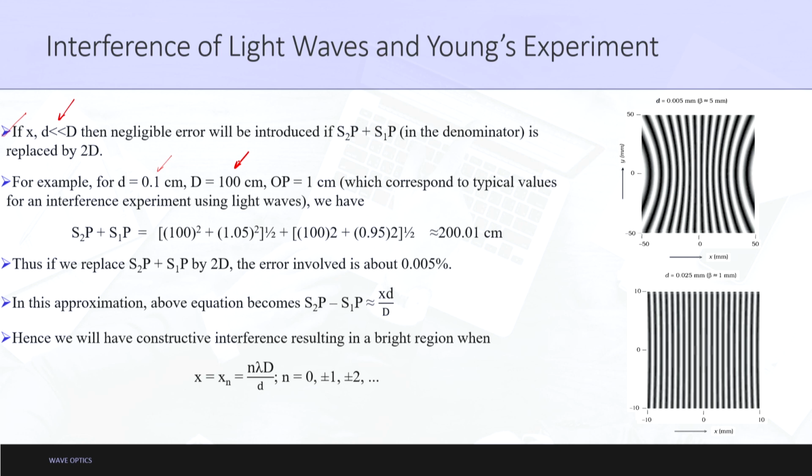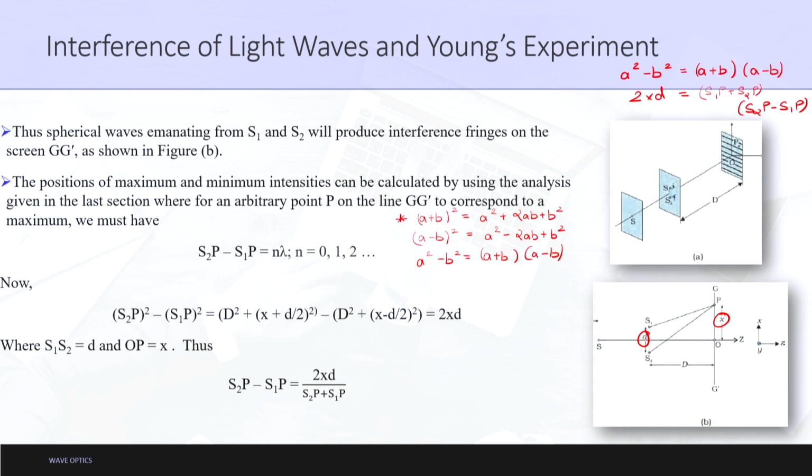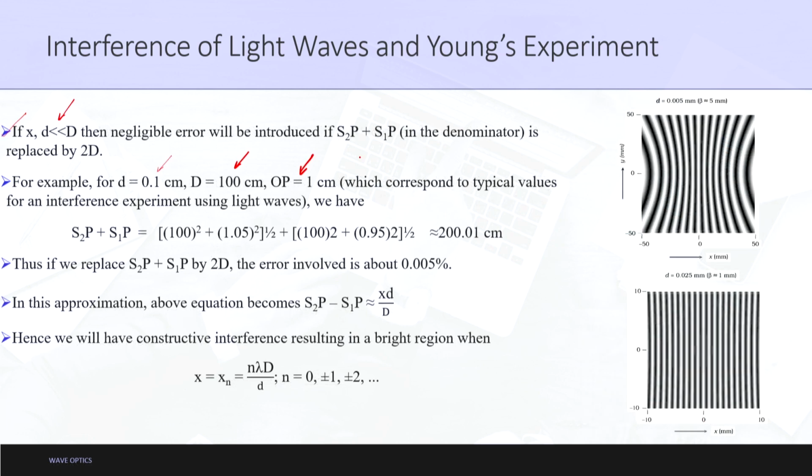These are actual experiment values, not vague values. Let OP be 1 centimeter. What does OP explain to you? This is the OP distance, and OP distance is nothing but x. So x is given as 1 centimeter. Let me write here, x is 1 centimeter, which corresponds to typical values for an interference experiment using light waves.